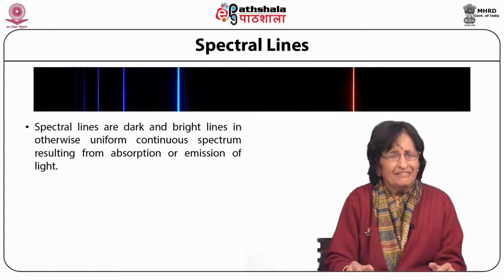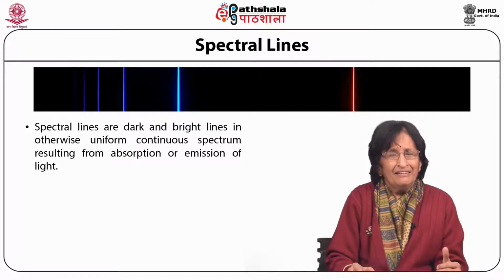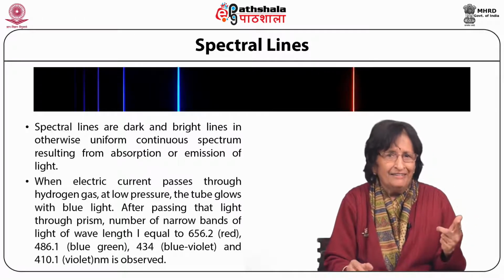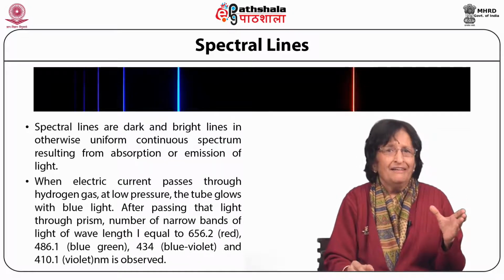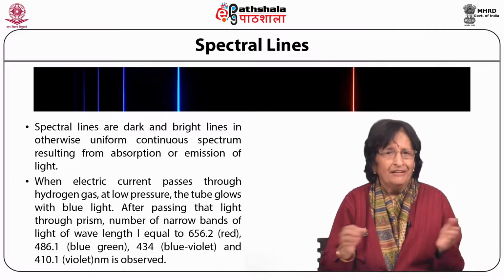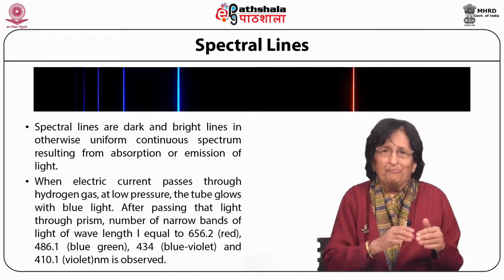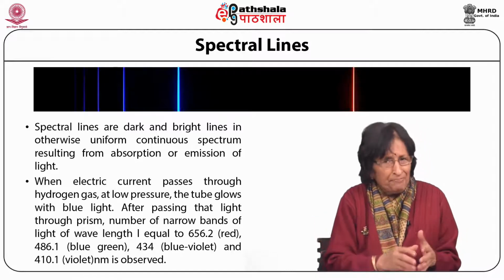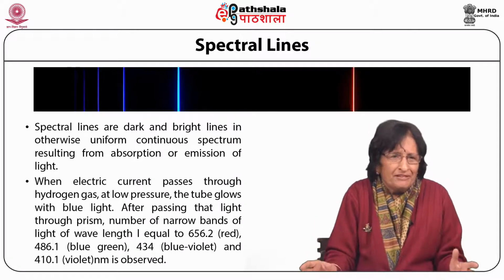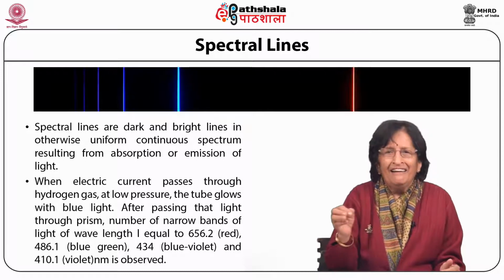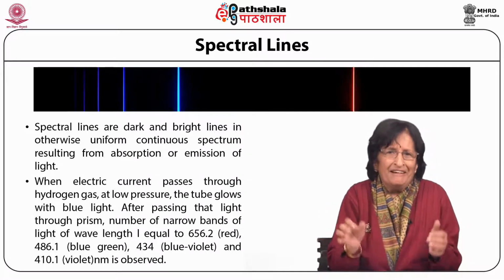How were they discovered? They were discovered by passing an electric current through hydrogen gas. The hydrogen gas was taken at low pressure, and when the electric current was passed through it, the tube glowed with blue light. But after passing that blue light through a prism, what does one observe? One observes a number of lines, dark and bright. These are small bands, rather.